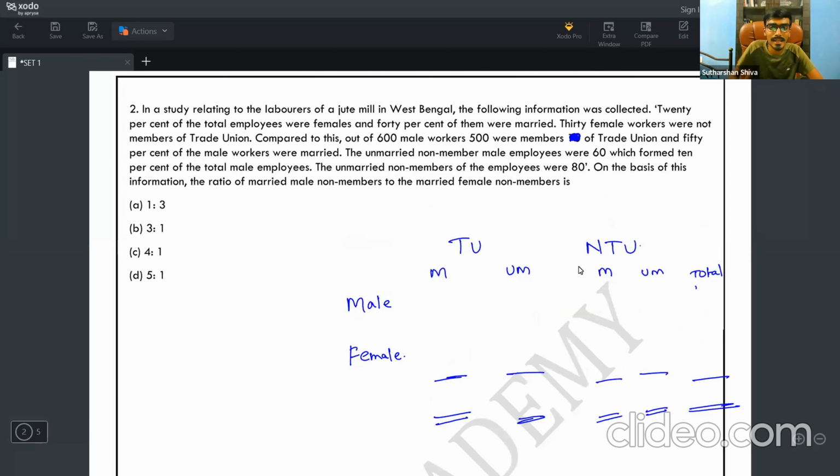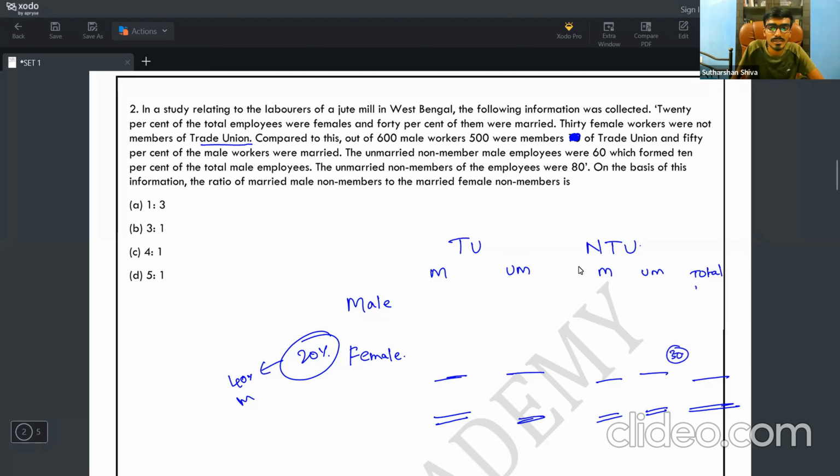Question number 2 is a slightly lengthier problem. For that, you need to make a chart. They say, in a study related to laborers of a jute mill of West Bengal, the following information was collected. 20% of the total employees were females. 40% of them are married. 30 female workers were members of the trade union. Okay, female members are 30.